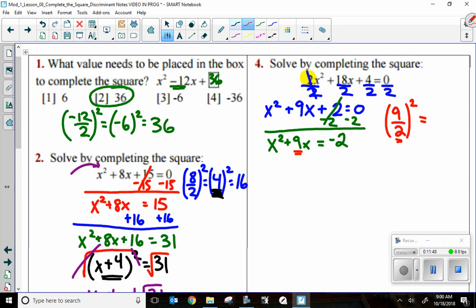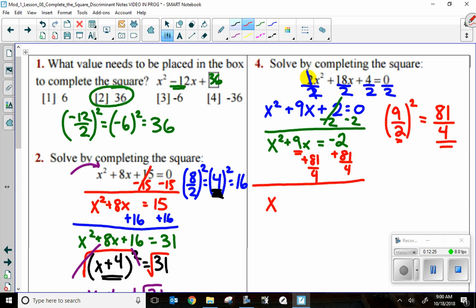Yes. Some people like to deal in decimals when they have fractions and call it 4.5. But with Algebra 2, more times than not, it is common for us to keep fractions. So I'm going to keep this a fraction. If I square this, I need to square the top, and I need to square the bottom. 9 squared is 81. 2 squared is 4. This is the value that I'm going to add to both sides. Plus 81 over 4 plus 81 over 4.